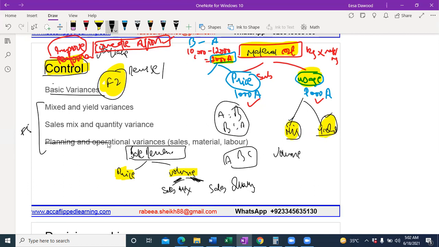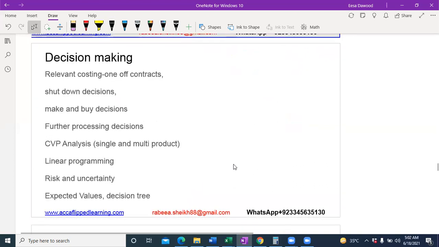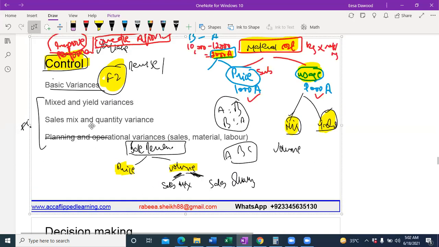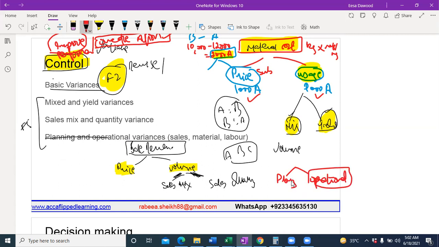Then there are planning and operational variances. At times, adverse performance is not entirely the responsibility of a manager. For example, volume is down. One could be due to planning, and the other one could be due to operational. For example, the economy is down, that's why the volume is going down. So I need to understand what part of the variance is the manager's responsibility.